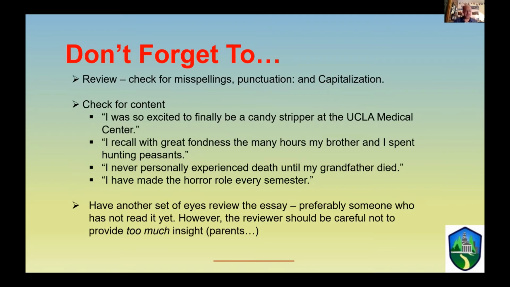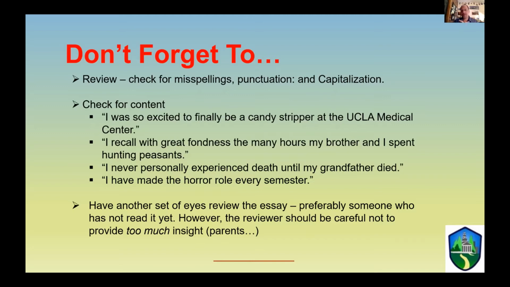I love this. These were some funny quips that college reps found in essays previously. I was so excited to finally be a candy stripper at the UCLA Medical Center. I recall with great fondness the many hours my brother and I spent hunting peasants. I never personally experienced death until my grandfather died. And I have made the horror roll every semester.